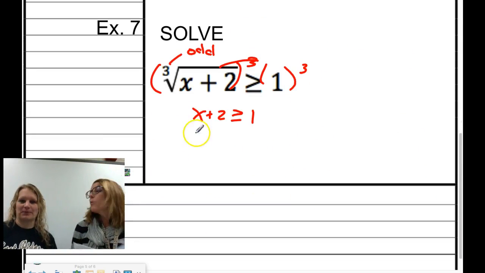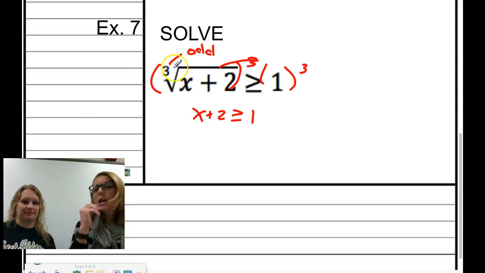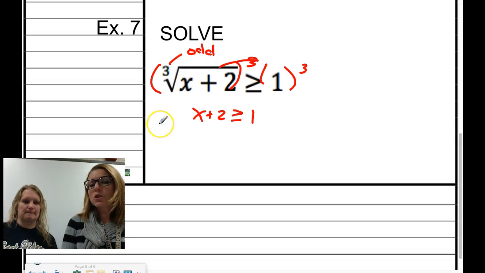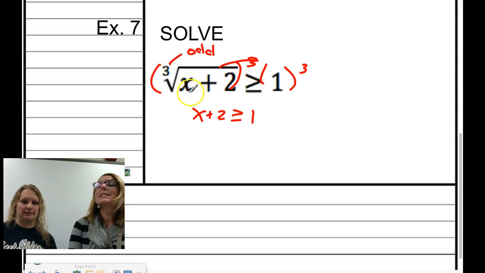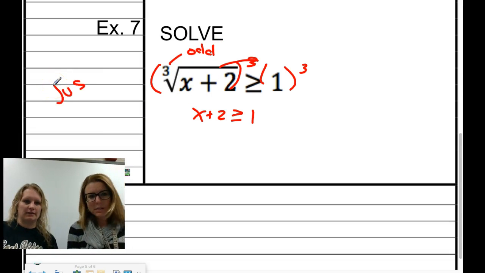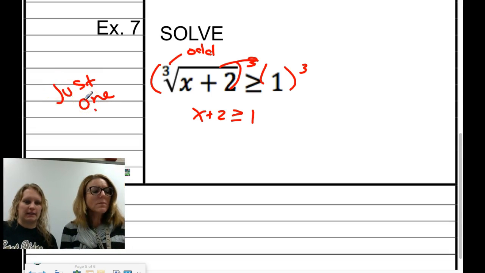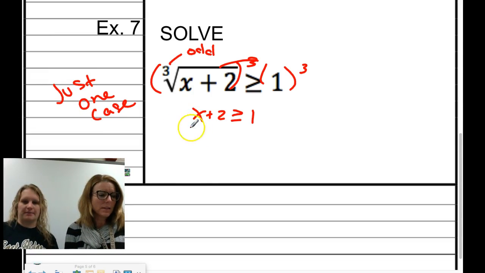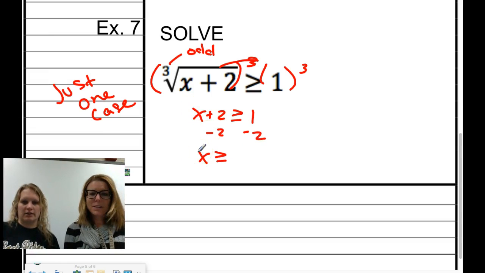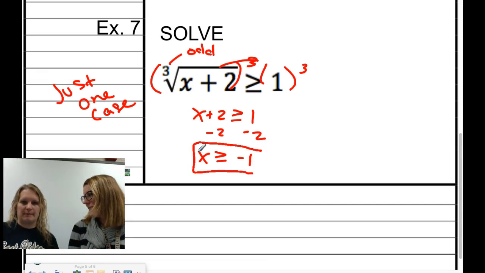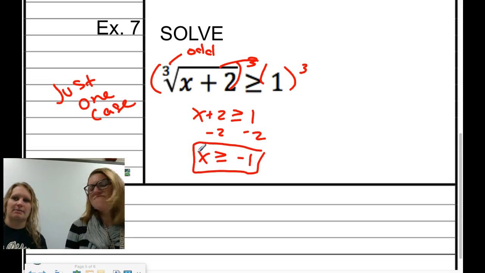You do not have to state that x plus 2 is greater than or equal to 0, because it doesn't have to be. So these are really easy. Subtract 2. We get x is greater than or equal to -1. And you're done. See how easy that is? You don't even have to check it because it's an odd power.